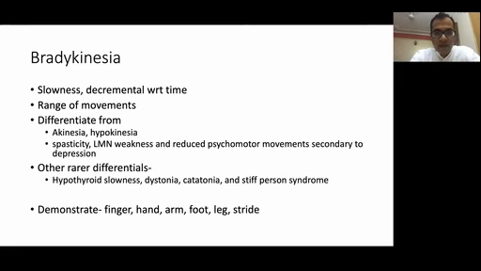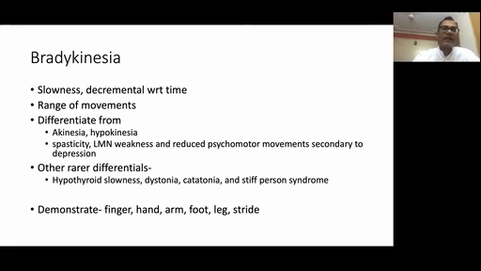Other rare differentials are hypothyroid slowness. Very rarely you may sometimes have dystonia, which is posturing of a limb, which causes reduction in movements, but that's not true hypokinesia or bradykinesia. Catatonic patients again will be really rigid. They may not move much, and you may think whether they have actually bradykinesia, as well as stiff person syndrome.